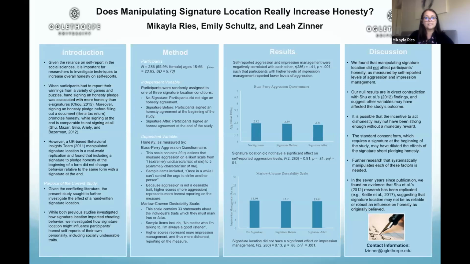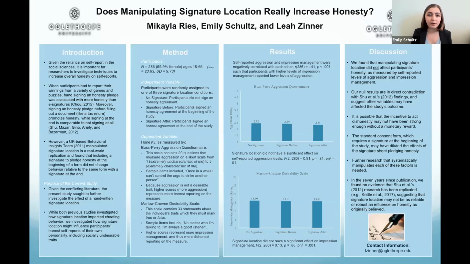We actually did not find any main effects of signature location on self-reported aggression levels or on impression management, but we did find that self-reported aggression and impression management were inversely correlated with each other. And so our lack of findings was interesting because the researcher from the study that we had primarily based our study on says that his study has been replicated with significant findings, but in the 7 years since that publication, we haven't found any studies that have had significant results.